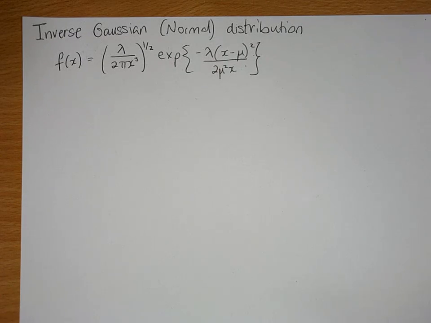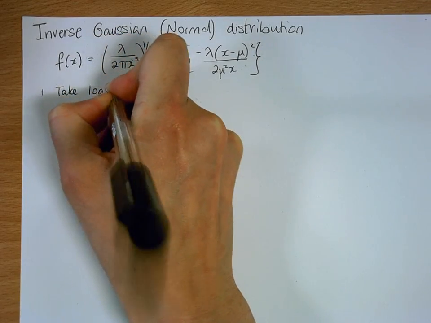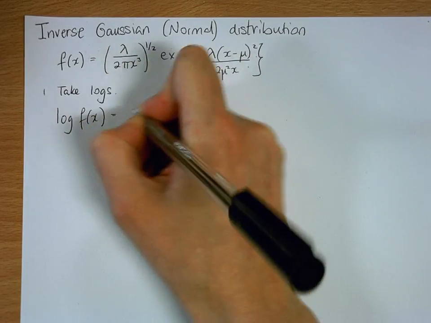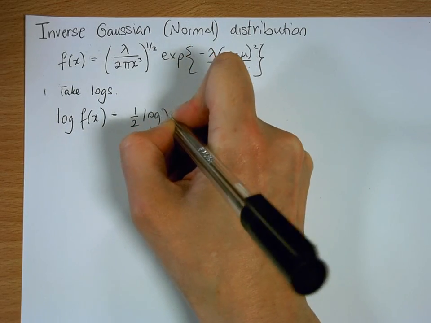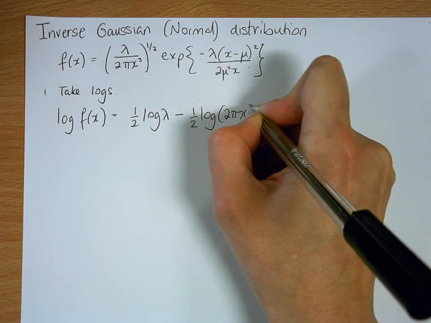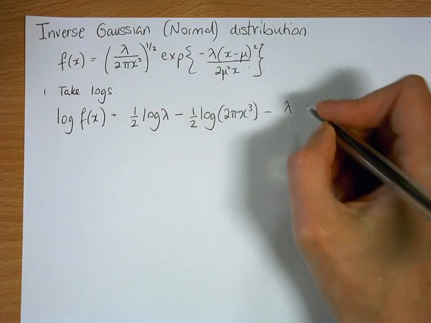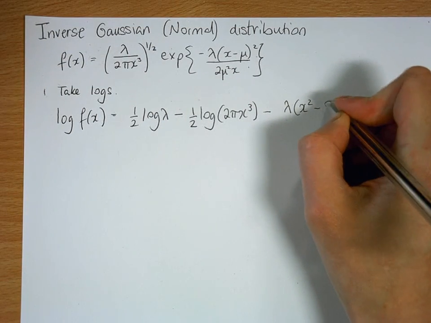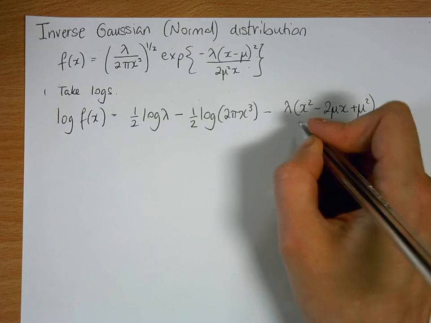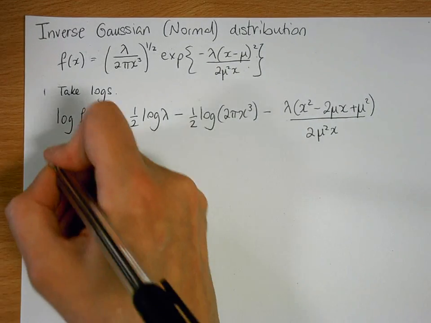So we use the same process as usual. First of all, we take logs, and we always use the natural log here. So log of f of x is equal to a half log lambda minus a half log of 2 pi x cubed minus lambda, and then we'll expand out this square term, so x squared minus 2 mu x plus mu squared, and remember all these will be multiplied by minus lambda over 2 mu squared x. We'll simplify a bit.